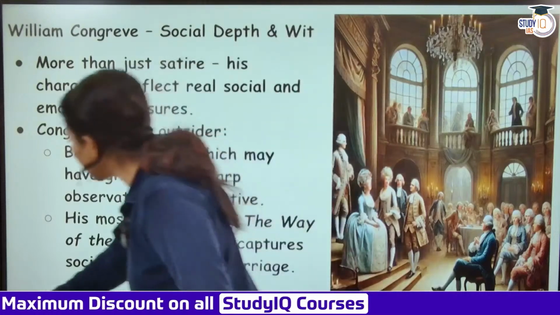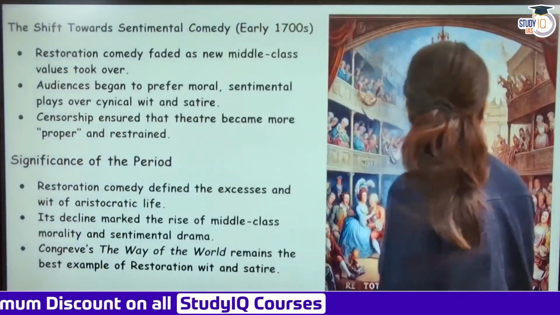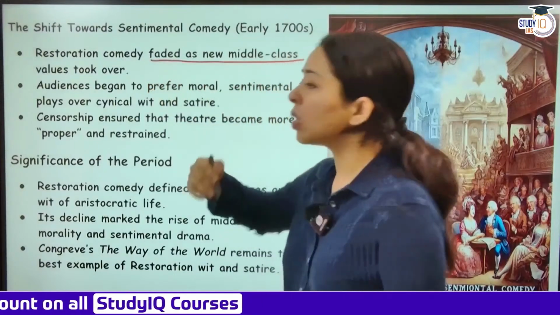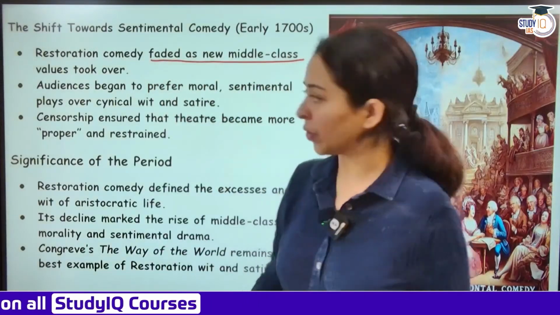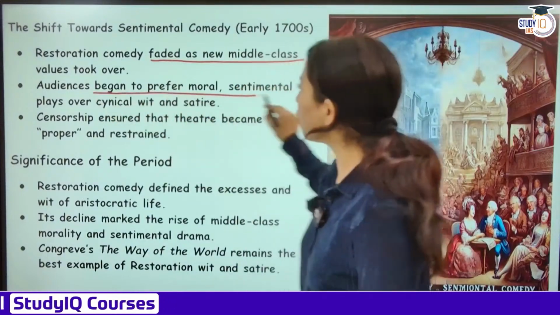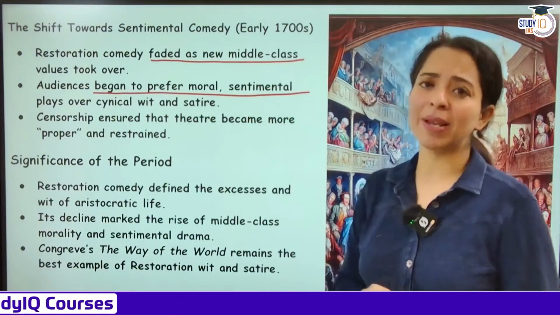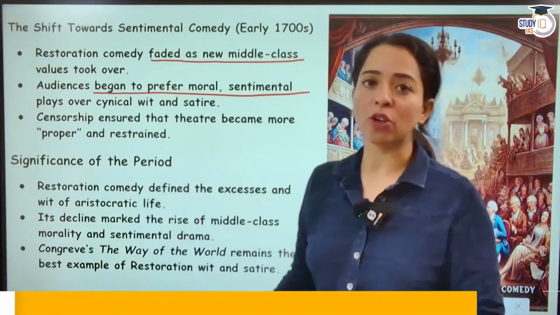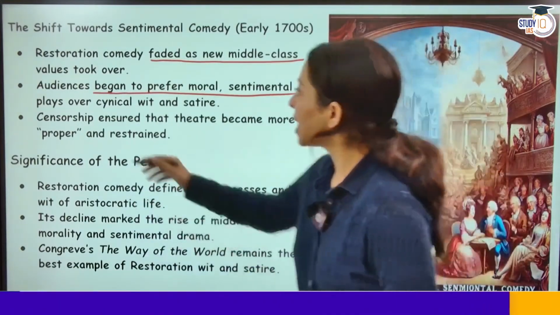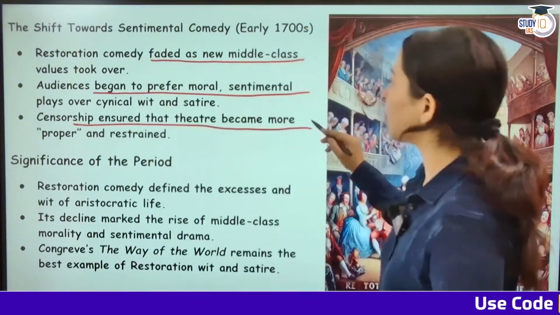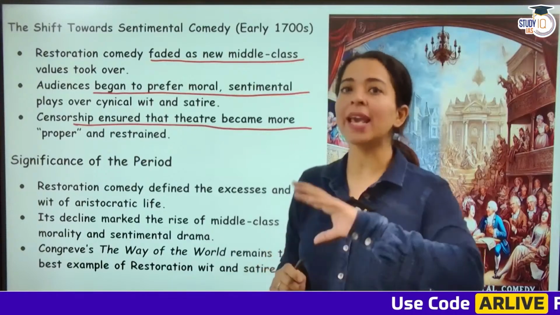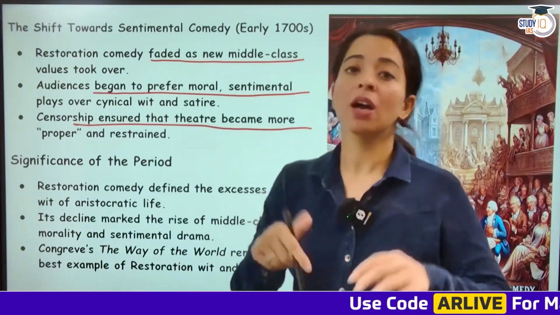And just a second, guys. So now what happened during that period? Restoration comedy faded as new middle class values took over. Okay, audiences now began to prefer moral sentimental plays instead of these crass kind of plays that just showed such profaneness on the stage. Censorship ensured that theatre became more proper, more restrained, more controlled, and not exhibiting something that is not very moral.